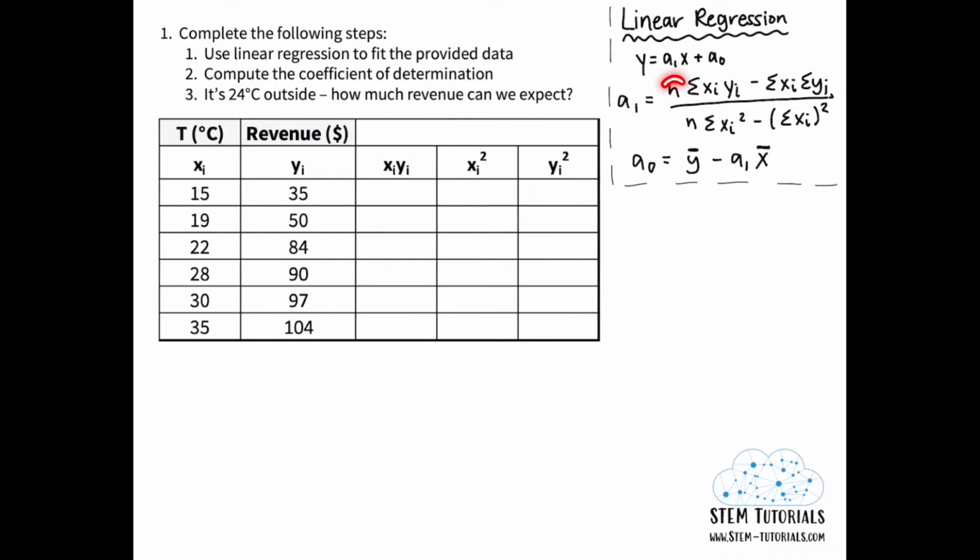So first of all, n represents our number of data points. So we just calculate 1, 2, 3, 4, 5, 6. So we have 6 data points. I'll write down here n equals 6.